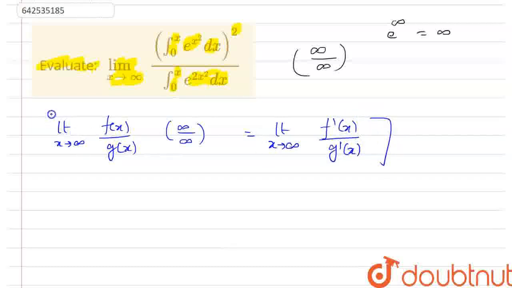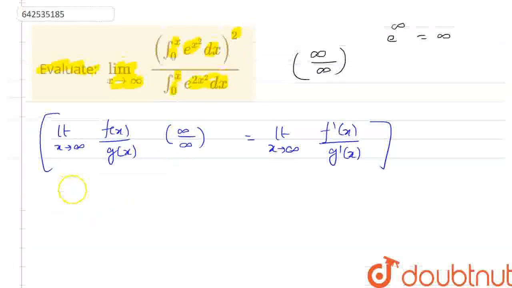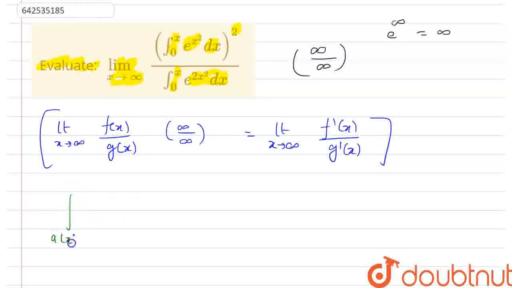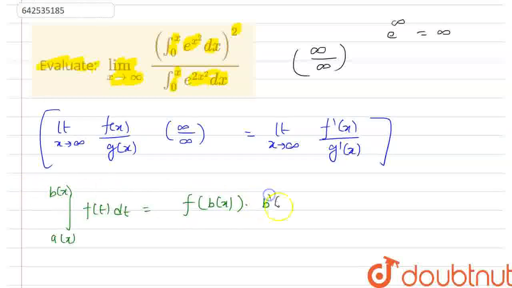So similarly, we will apply L'Hospital rule here, but to differentiate both these integrals, we will have to use the Leibniz integral rule, which says that integration from a x to b x f t dt is equal to f of the upper limit of the integral, f of b x, into differentiation of the upper limit of the integral, that is b dash x, minus f of the lower limit of the integral, that is f of a x, into differentiation of the lower limit of the integral, that is a dash x. So using this Leibniz integral rule, we will differentiate these two.